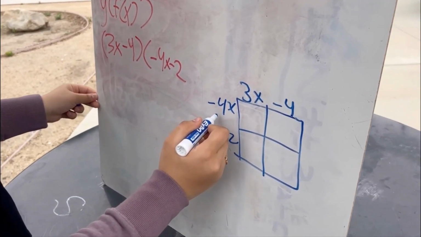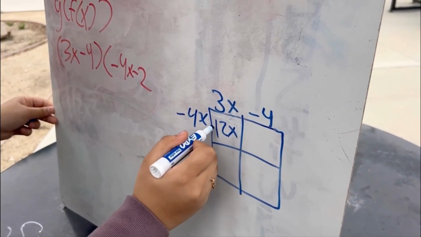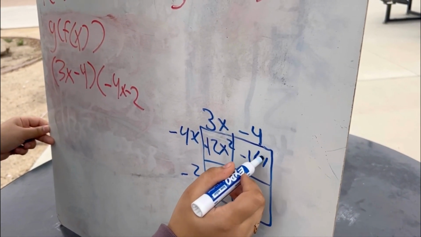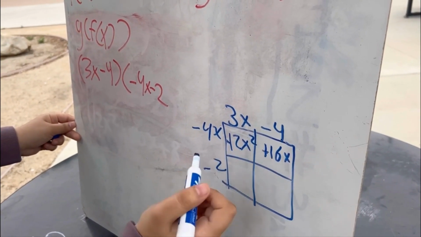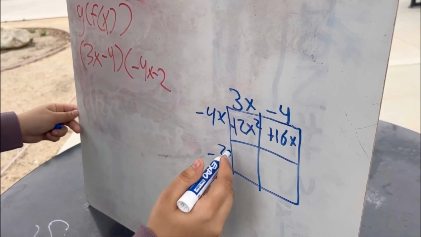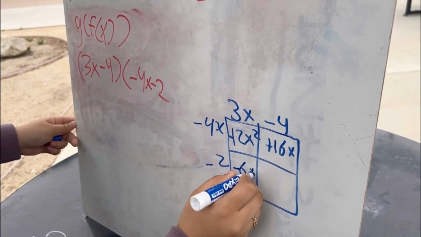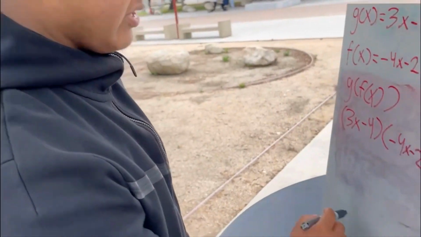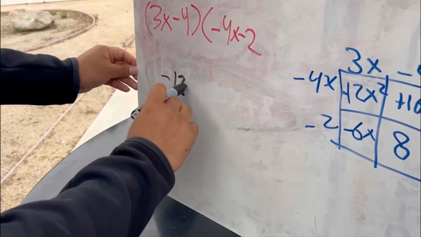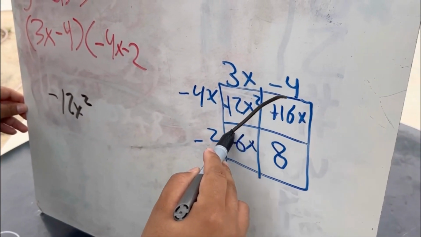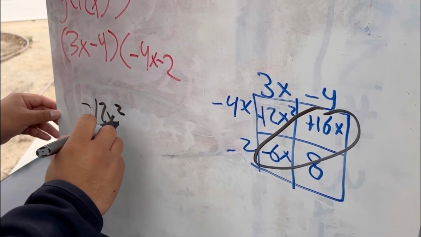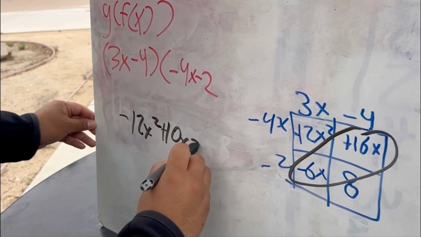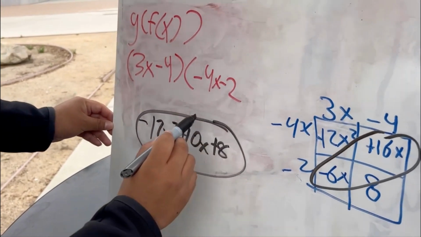So 3x times negative 4x is going to be negative 12x squared. Negative 4 times negative 4x is going to be positive 16x. And 3x times negative 2 is going to be negative 6x. And negative 4 times negative 2 is going to be 8. So inside the box is going to be our answer. So negative 12x squared. And these are like terms. So it's going to be positive 10x plus 8. And this is our answer.